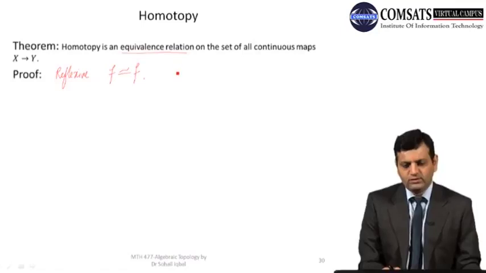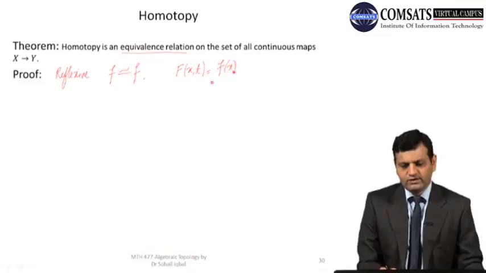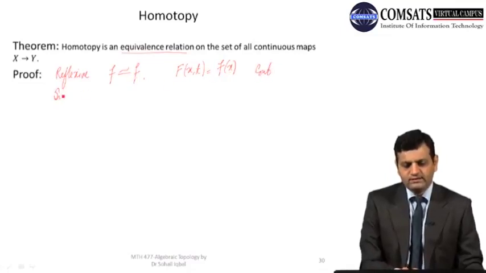Of course, it is homotopic if I take the homotopy F(x,t) equal to f(x). So for t equal to 0, it is f(x). For t equal to 1, it is f(x), and it is continuous as well because f is continuous. So why is this symmetric?